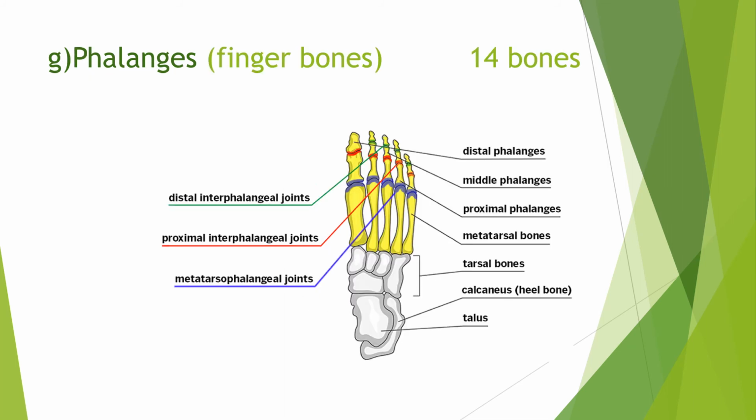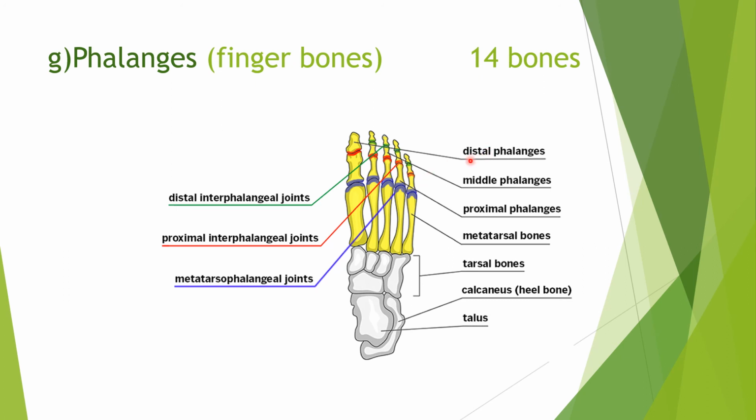The last bones that are present in the hind limb are phalanges, and these phalanges are commonly called finger bones. When you talk about the phalanges of the hind limb, it means the finger bones of the feet, and when you talk about the phalanges of the forelimb, it means the finger bones of the hand. There are a total of 14 bones in the phalanges if we talk about only one foot. And when you talk about both feet, then there will be a total of 28 phalanges.